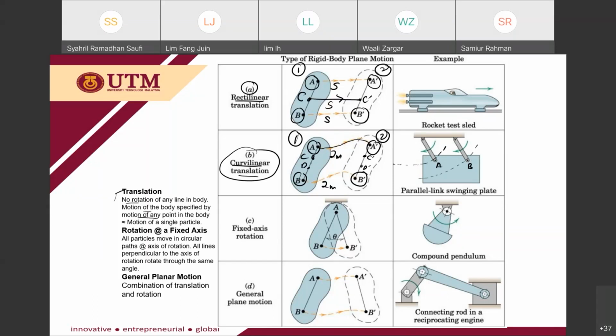If A travels to A prime and B travels to B prime, the distance covered by A to A prime is the same as B to B prime. So this is a swinging condition. Swinging condition means that this plate is not rotating about a fixed axis. It just swings. The points on this plate just swing with respect to both arms. It does not rotate.